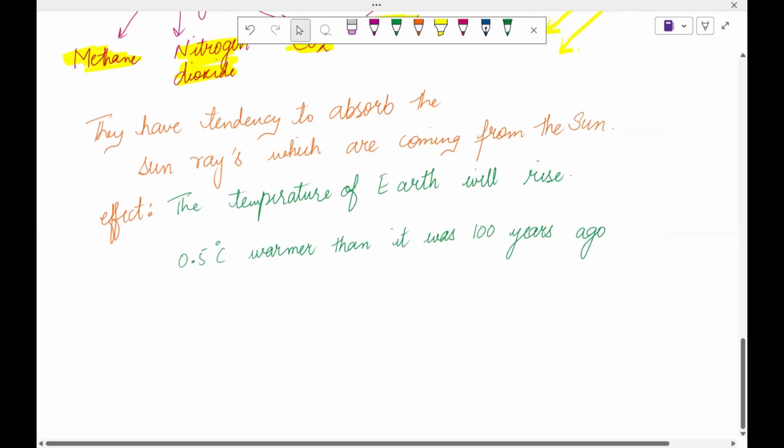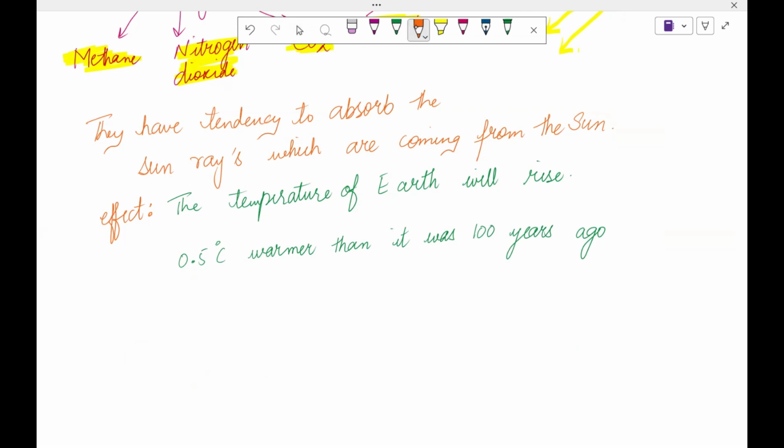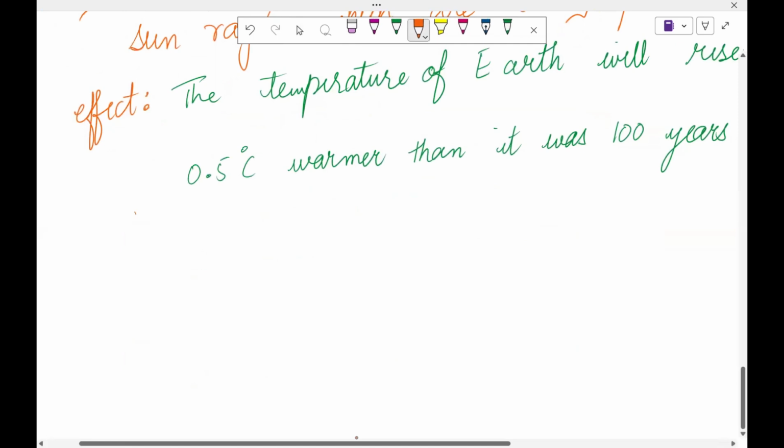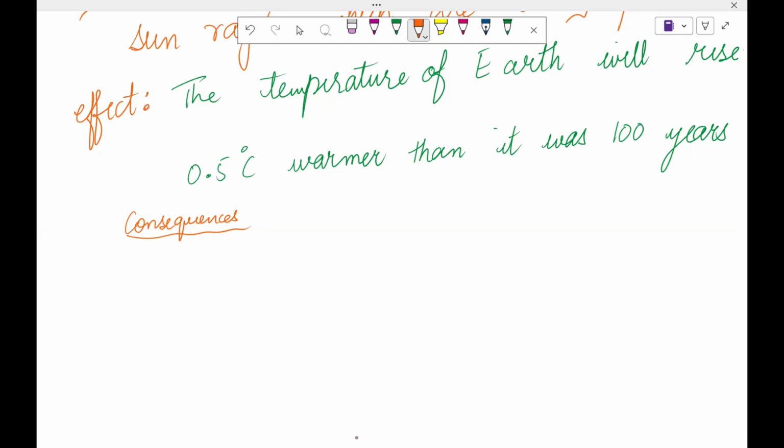The temperature will keep increasing more and more. Now we can also discuss the consequences related to it. The first one is that because it is going to be hot, glaciers are melting more quickly. Yes, more quickly they are melting.